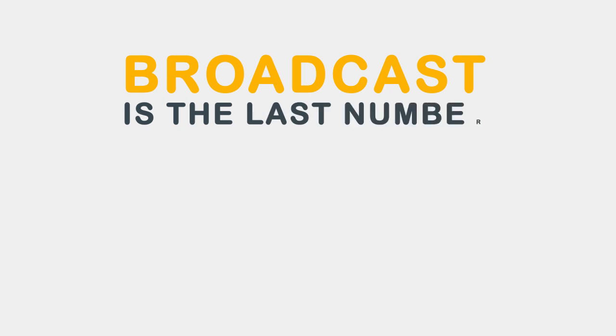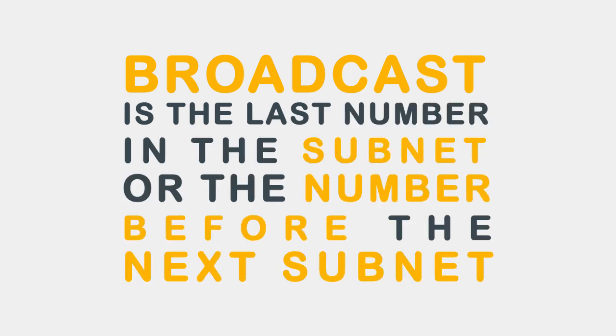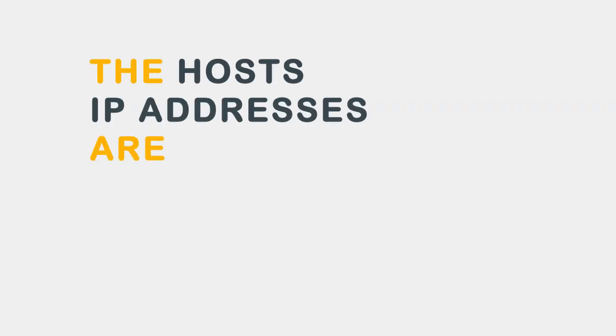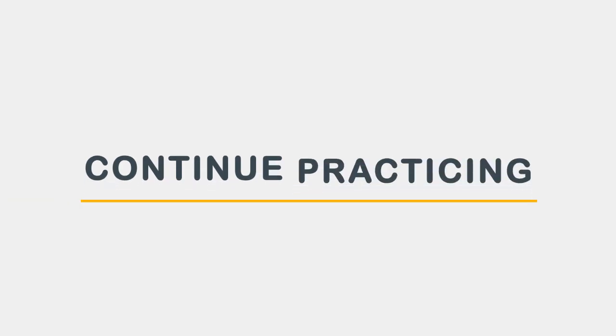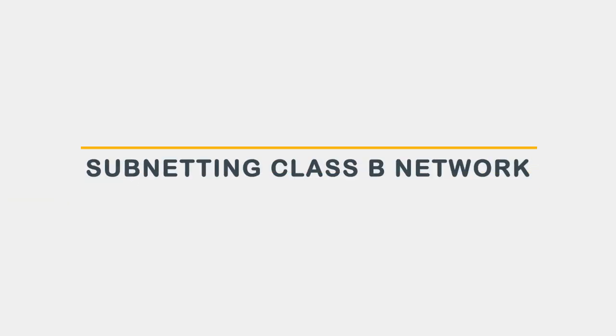The broadcast is the last number in the subnet or the number before the next subnet. Finally, the host IP addresses are the numbers between the subnet and broadcast IP addresses. Continue to practice subnetting Class C addresses. Our next lesson will cover subnetting a Class B network.